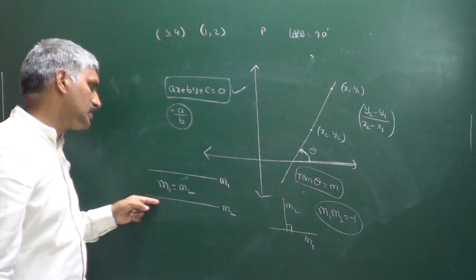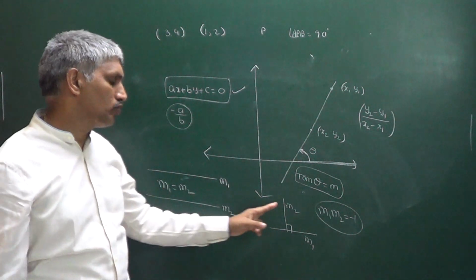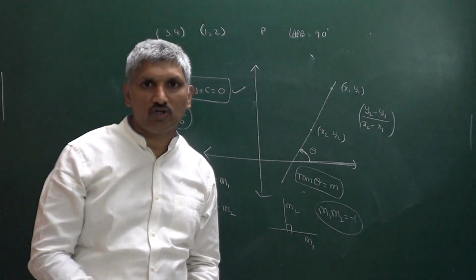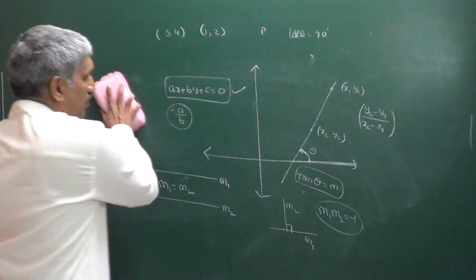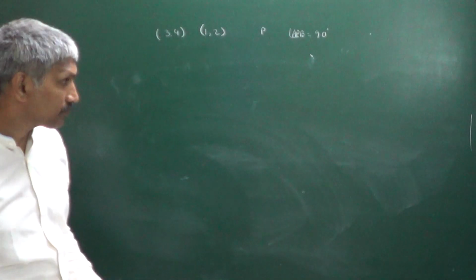If two lines are parallel, then their slopes must be equal. If two lines are perpendicular, then the product of the slopes is equal to minus 1. So with the help of that idea, the same question we can do in this way.